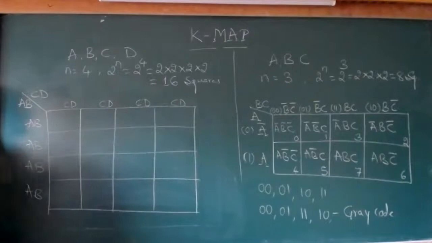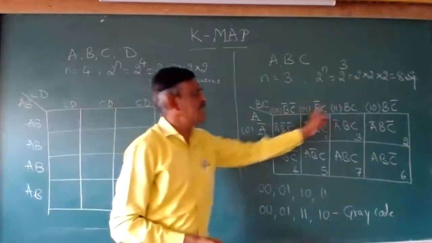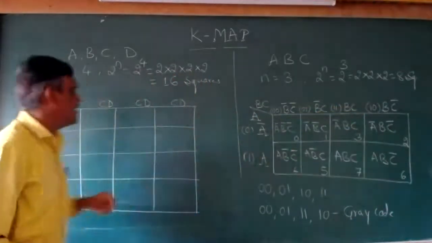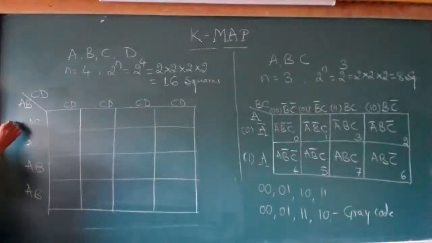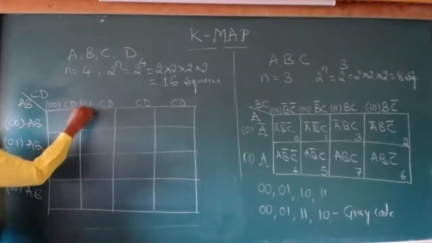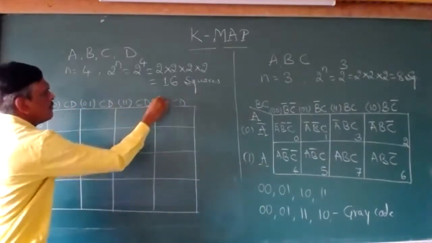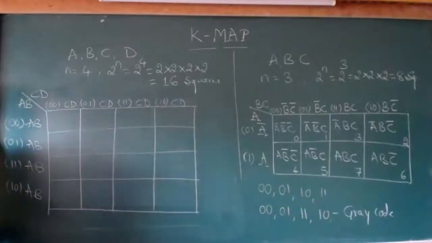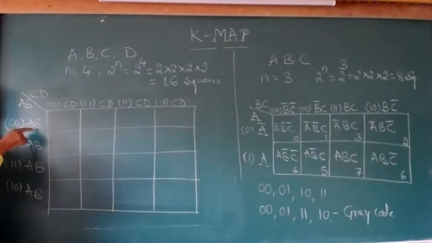Then write the Gray code for this. As you use when 3 variables can have these Gray codings, for each and every variable you are writing the Gray coding. For 2 variables, you write 2 bits: that is 0, 0, then 0, 1, then 1, 1, and the last one is 1, 0. In the same way, this is 0, 0, 0, 1, 1, 1, 1, 0. Gray coding is represented.